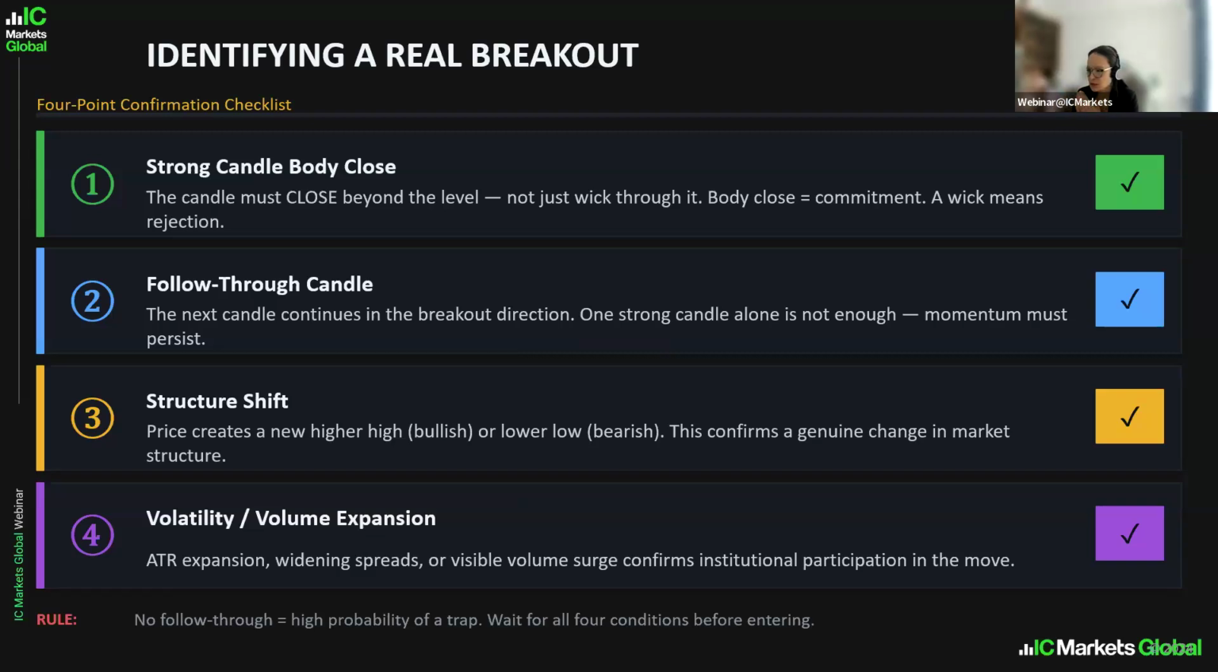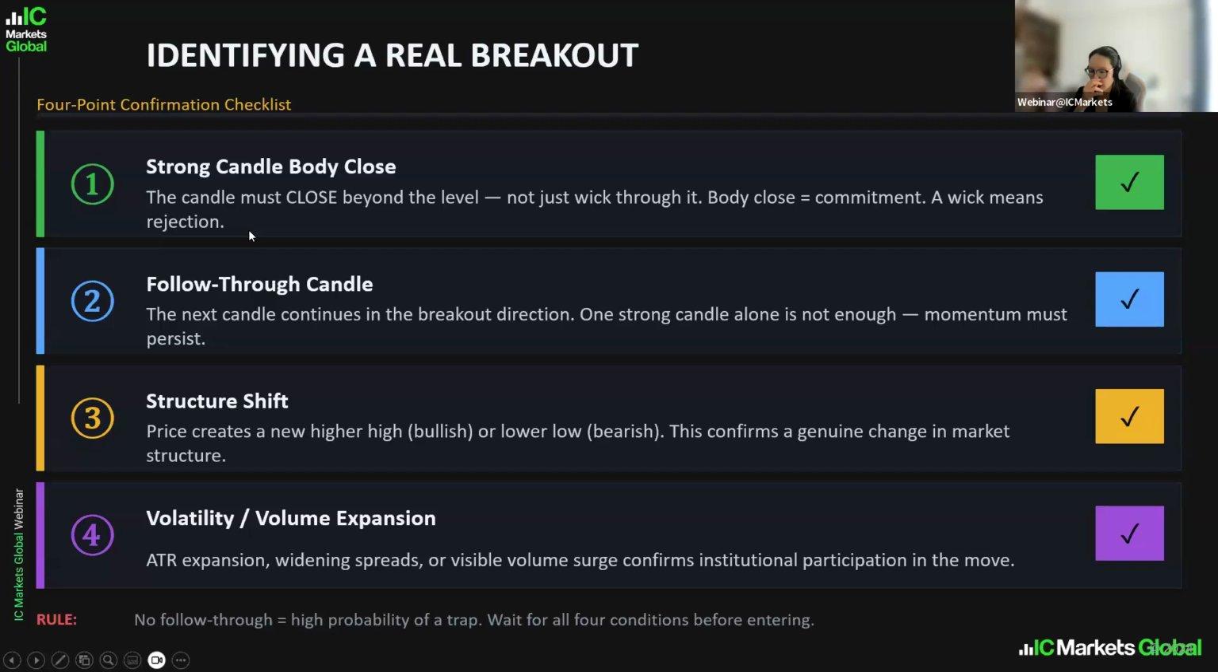So the body must close beyond the level. That's why I tell you that you need to draw the range from the body, not the wick. After that, you look for a strong candle body close beyond the level, not just a wick. It has to be the body. A body close equals commitment, confirming that they're going to break out of the level, break out of the range. A wick means a rejection.